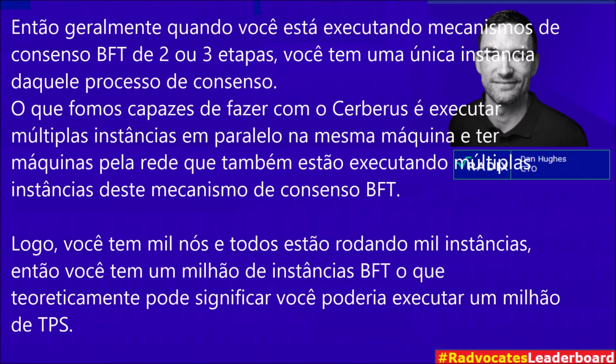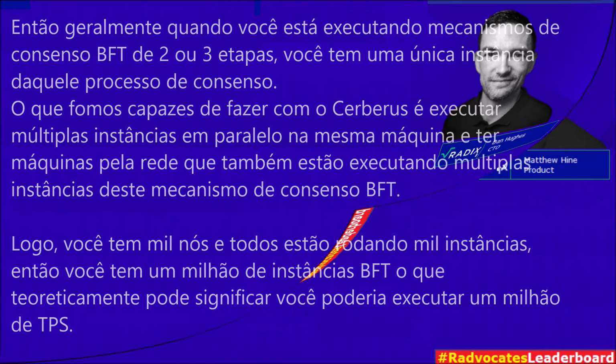Usually when you're running 2 or 3 phase commit BFT consensus mechanisms, you have a single instance of that consensus process running. What we're able to do with Cerberus is run multiple ones of them in parallel on the same machine, and run machines that are running multiple instances of this BFT consensus mechanism across the network as well. So if you've got 1,000 nodes and they're all running 1,000 instances, then you have 1 million different BFT instances, which theoretically would mean you could run 1 million TPS.